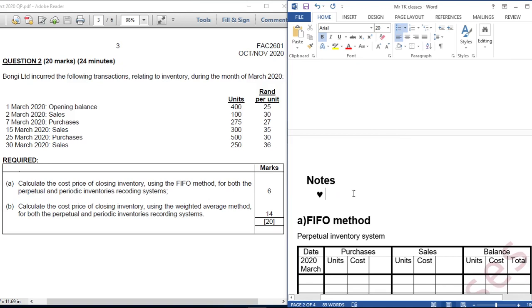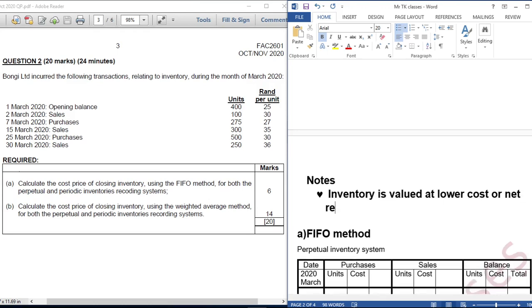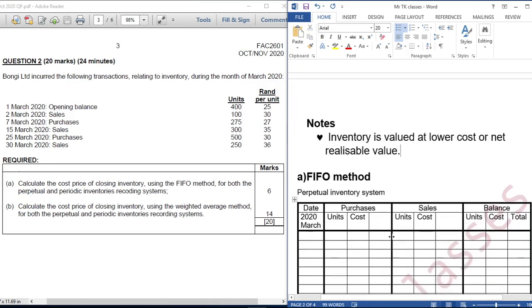So let me just write a few notes here. Inventory is valued at lower of cost or net realizable value. Inventory is valued at lower of cost or net realizable value. Okay, so that's what we'll be looking at when we are doing our question here.